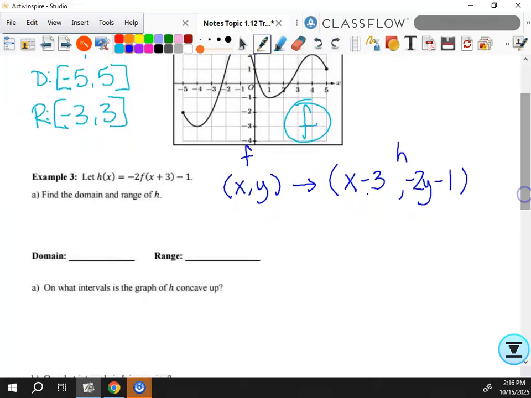All right, so then our domain and range for h, our domain, what are we going to do with these two numbers? Subtract 3. So this is -8, 2. And then for both of these, we're going to multiply them by -2 and subtract 1. So -3 times -2 is +6, minus 1 is 5. Then -2 times 3 is -6, minus 1 is -7.